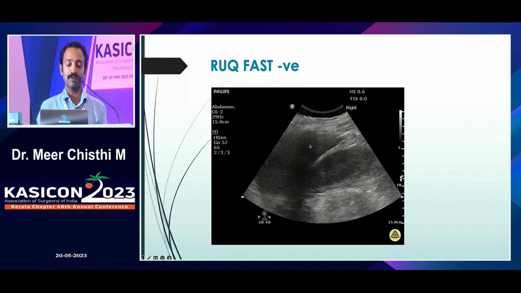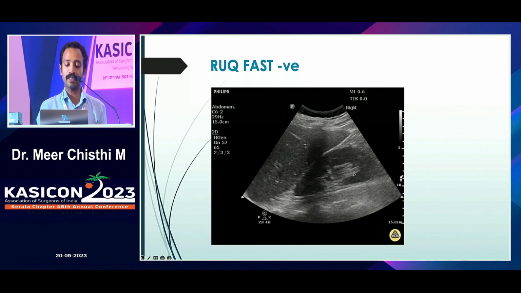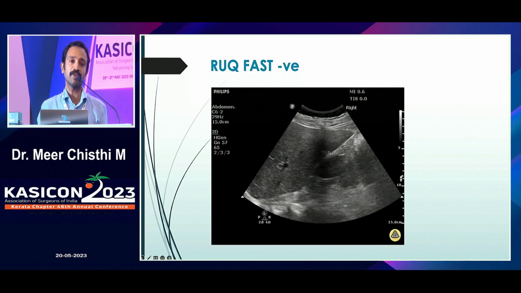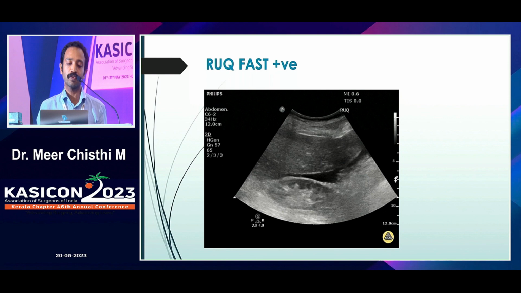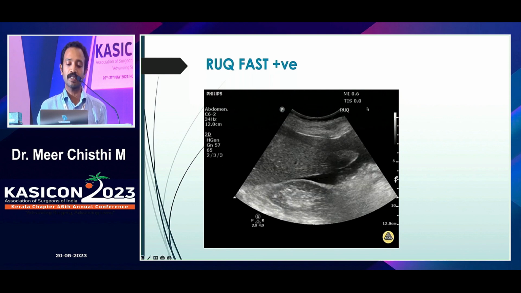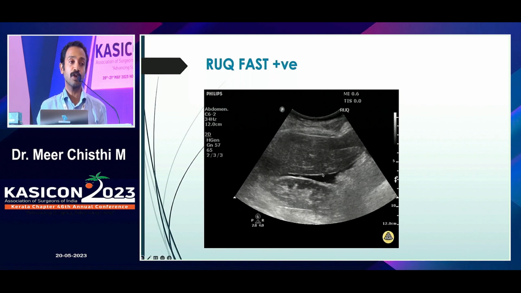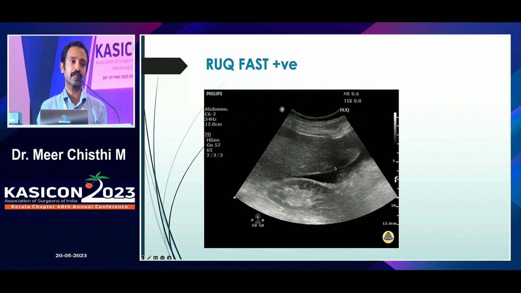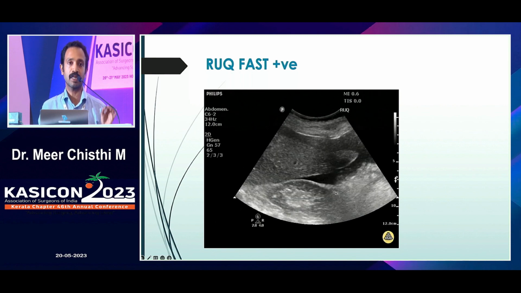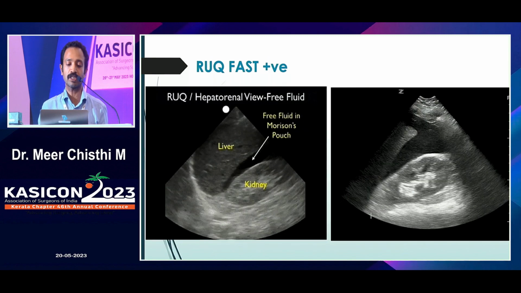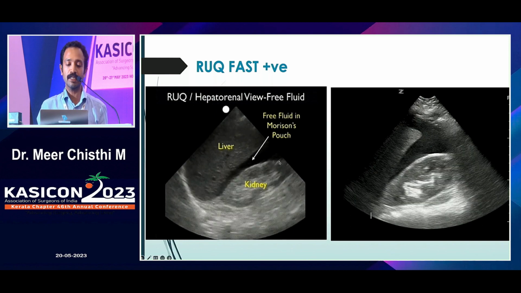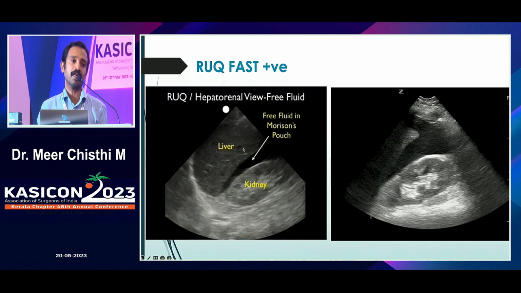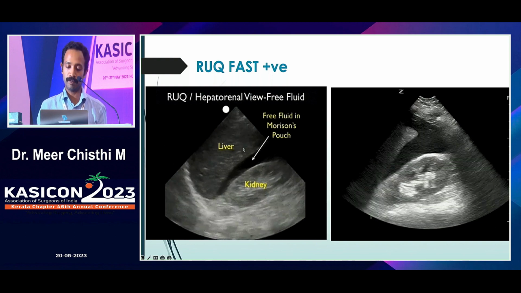You can see the liver on this side, and here is the kidney. There is nothing in between. This is normal tissue, so this is safe and negative. Whereas if you look at this picture, there is blackish, that is fresh blood, between the liver and the kidney. So this is nothing but right upper quadrant FAST positive. A few more pictures, same condition. There is presence of free fluid in the Morrison's pouch.